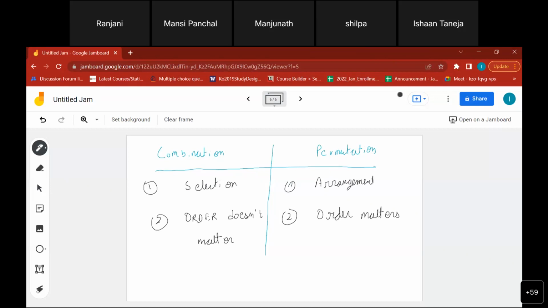Because whenever I am selecting something, it doesn't matter whether I select A first or B first. At the end, I have selected A and B only. The selected ones are only A and B. While in case of arrangement, whether I am placing A first, B second, or B first, A second, these two are different. So that's the basic difference between combination and permutation.